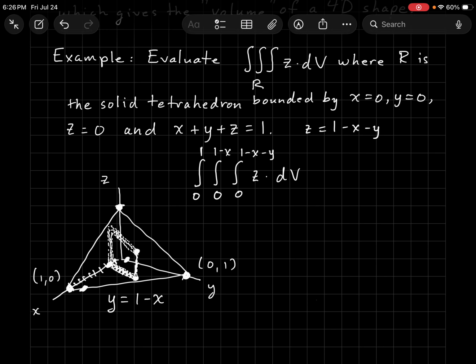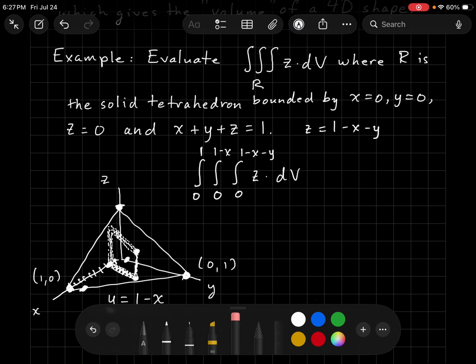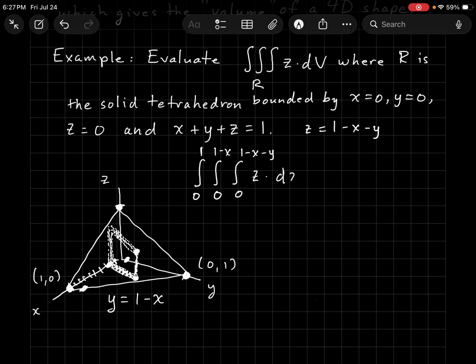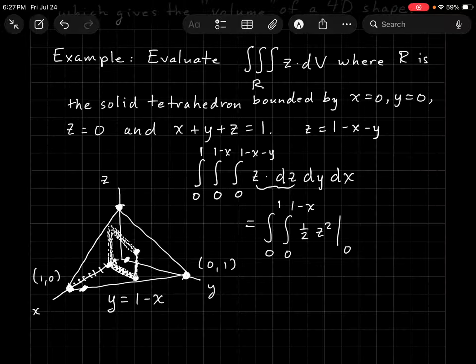So let's go in and integrate. And then I said we're going to integrate with respect to z first, then y, then x. So let's see how this works. We'll keep the outer 2 integrals, 0 to 1, and then 0 to 1 minus x. Then we integrate z with respect to z. So we get 1/2 z squared from our lower z, 0, to our upper z, 1 minus x minus y. And we'll put the dy dx back in there.